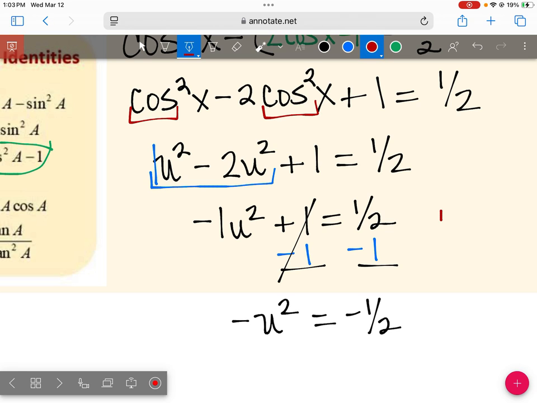So I got a lot of people a little confused. We got 1 over 2 minus 2 over 2, which gave me negative 1 over 2. So this is really a 2 over 2. So that's how I got that.